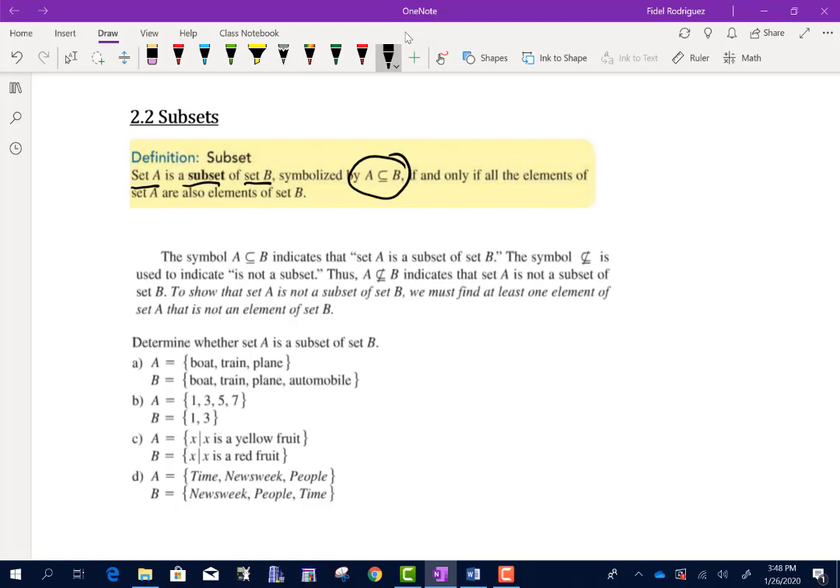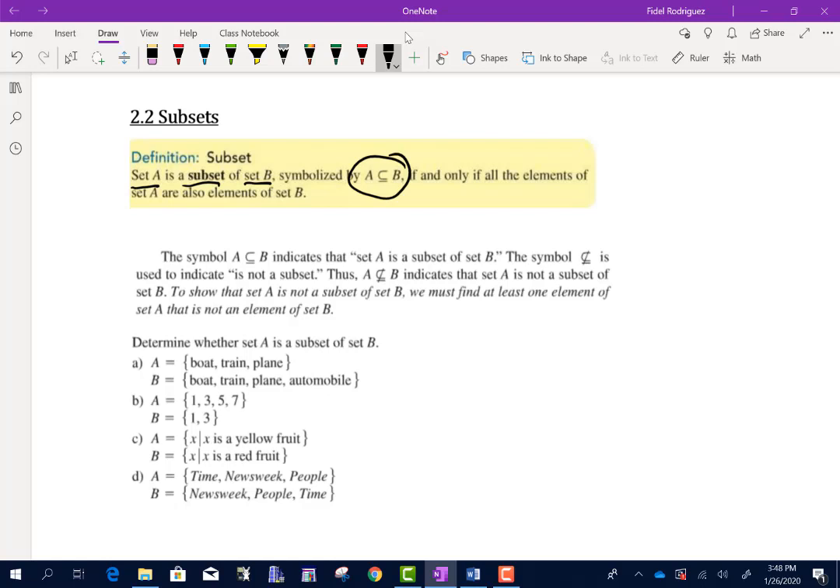Okay, and it says A is a subset of B if and only if all the elements of the set A are also elements of set B. So before we go on, let's make sure we understand what that means. Everything in the set A also needs to be in the set B. Doesn't have to go the other way around, but everything in the first set has to also be found in the second set.